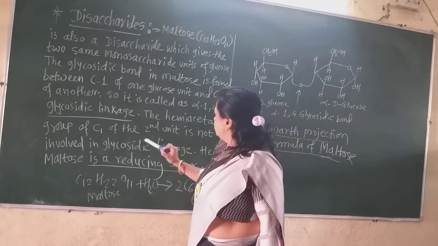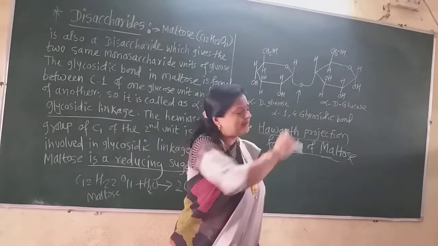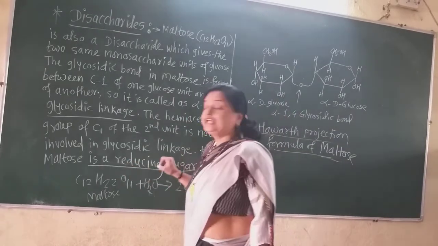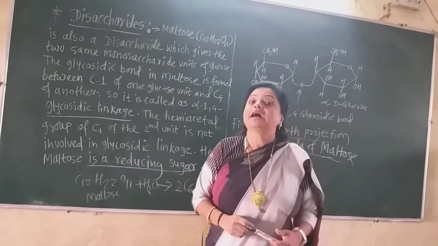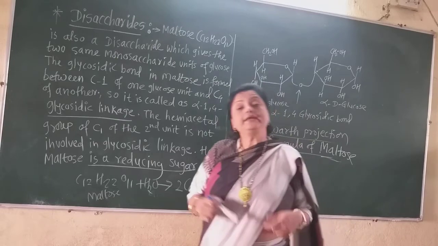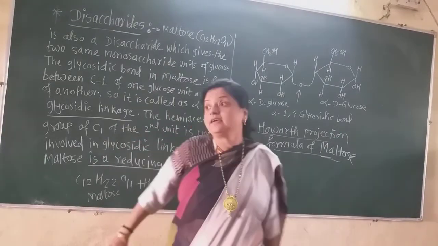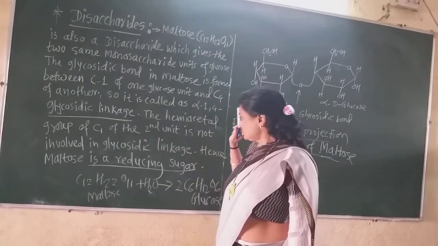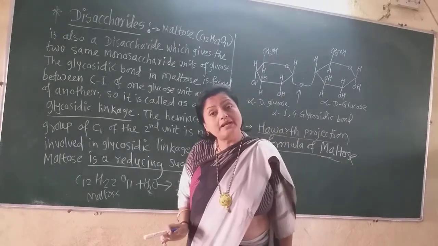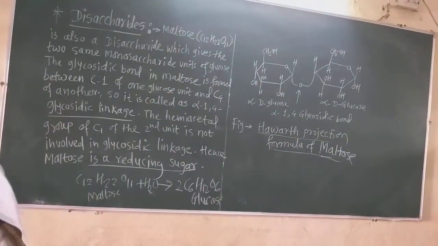It is not involved in the formation of a glycosidic linkage. There is no glycosidic linkage on the C1 carbon of the second unit, and hence maltose is a reducing sugar, because that C1 carbon is free and there is an aldehyde group. In examination you may be asked the question, why is maltose a reducing sugar? The answer is that in the second unit, at the C1 carbon, there is a hemiacetal group which is free, there is no formation of glycosidic linkage, and therefore maltose is a reducing sugar. Now this is the second reducing sugar, maltose.